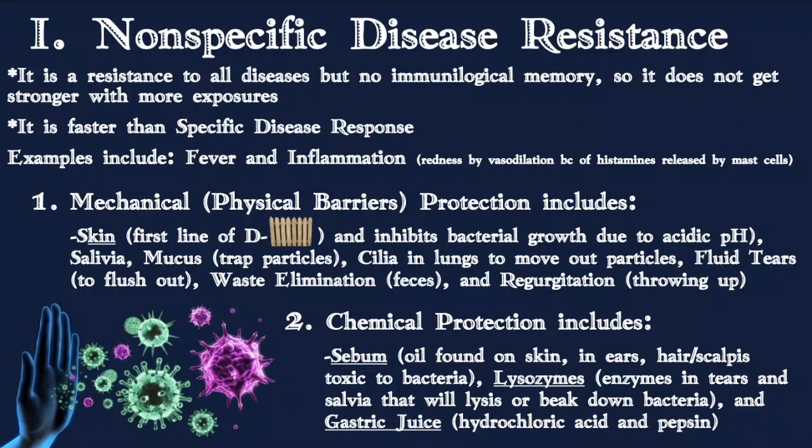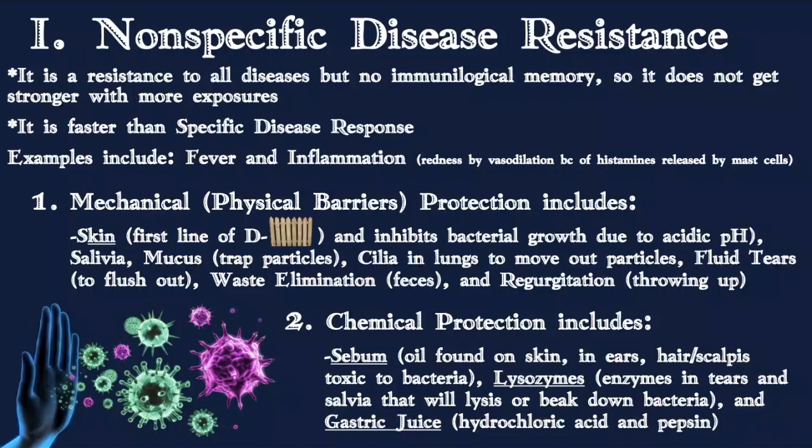So that is physical. And then we have waste elimination, such as going to the bathroom, pooping, excreting out feces. And then we have regurgitation, throwing up. When you get a stomach bug, sometimes you throw up to get rid of that virus out of your stomach. Now we have chemical protection, and these are chemical agents such as the oil found on your skin, and that is sebum. It's also in your ears and on your hair, your scalp, and that is toxic to bacteria.